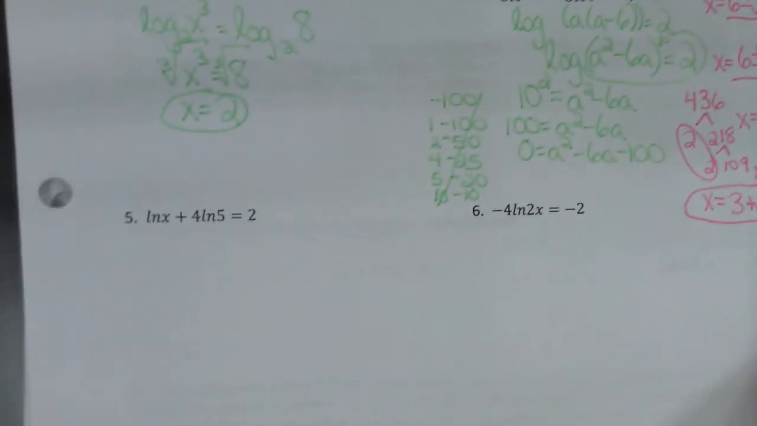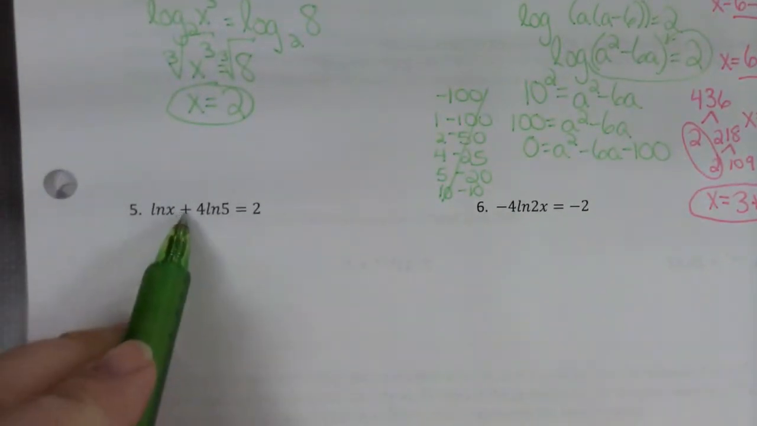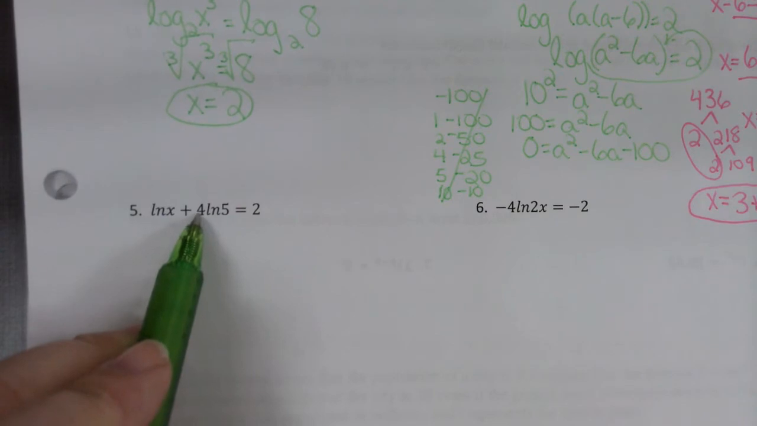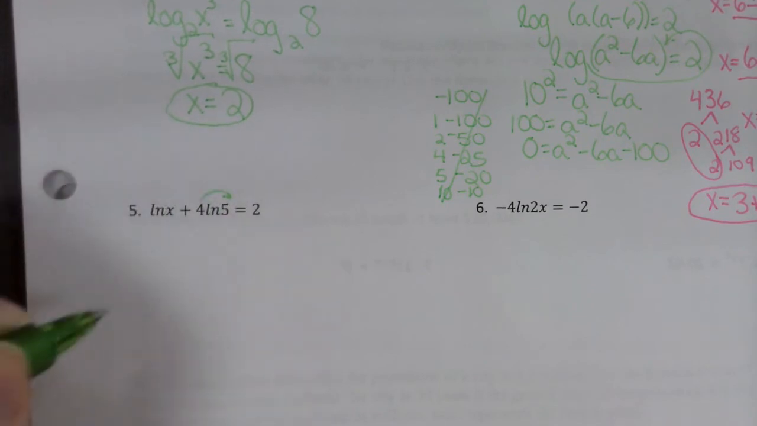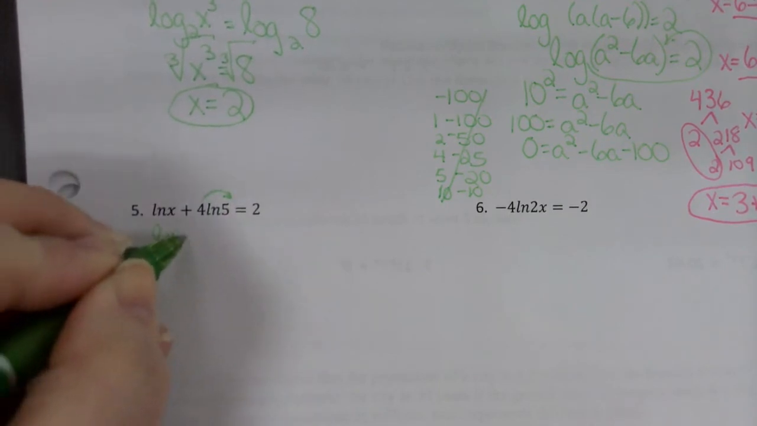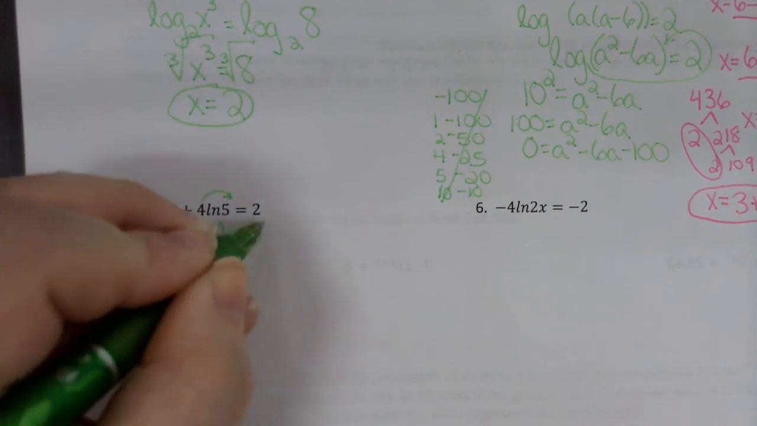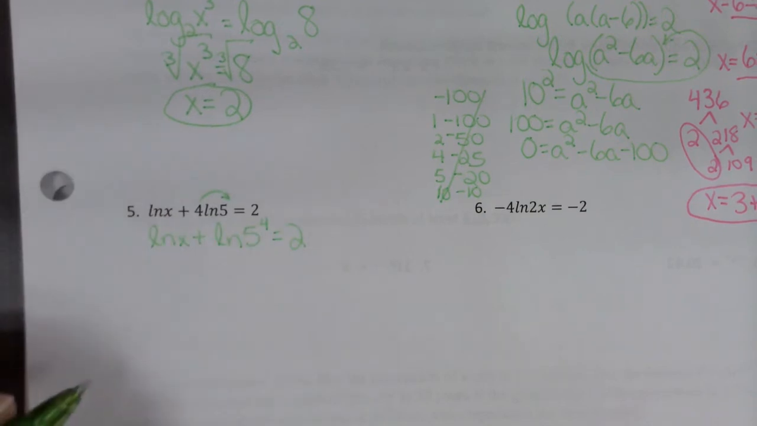Let's take a look at the next one. I see a plus sign in the middle. So I know that I'm going to be using product property, but I can't quite use it yet until I deal with this 4. Power property needs to happen first. So we'll take the 4 and make it an exponent, giving me natural log of x plus natural log of 5 to the fourth power equals 2. 5 to the fourth power is 625.